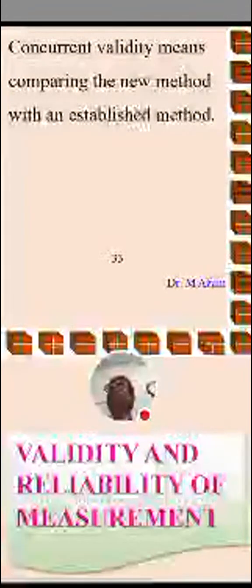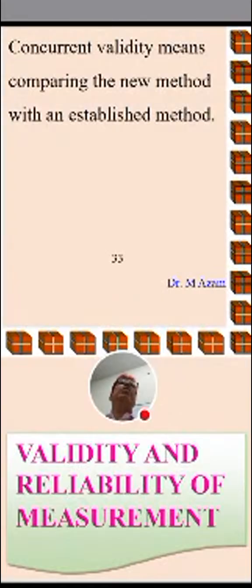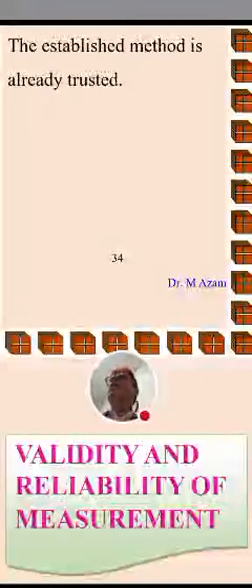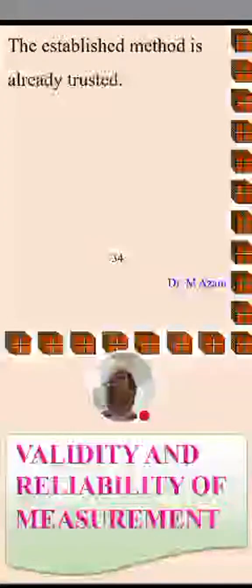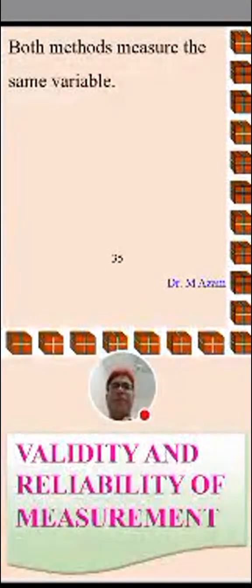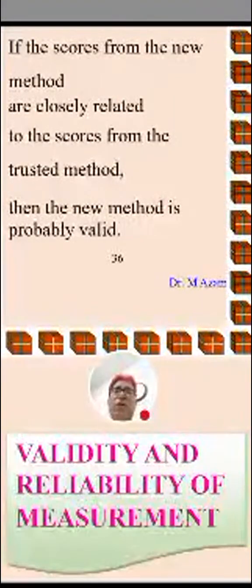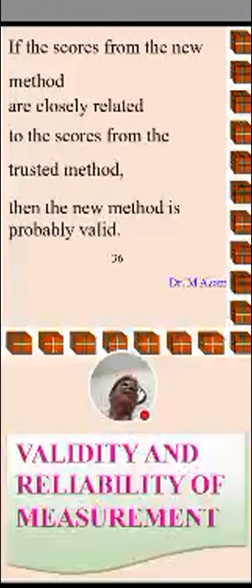If the result is similar, it means your new method is also appropriate. Your new method is also acceptable. So it is called concurrent validity. Concurrent. It occurs together through both methods. The established method is already trusted. Both methods measure the same variable. If the scores from the new method are closely related to the scores from the trusted method, then the new method is probably valid.